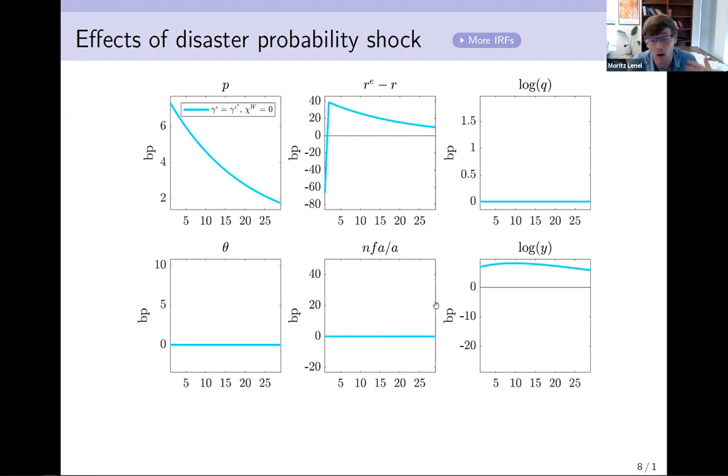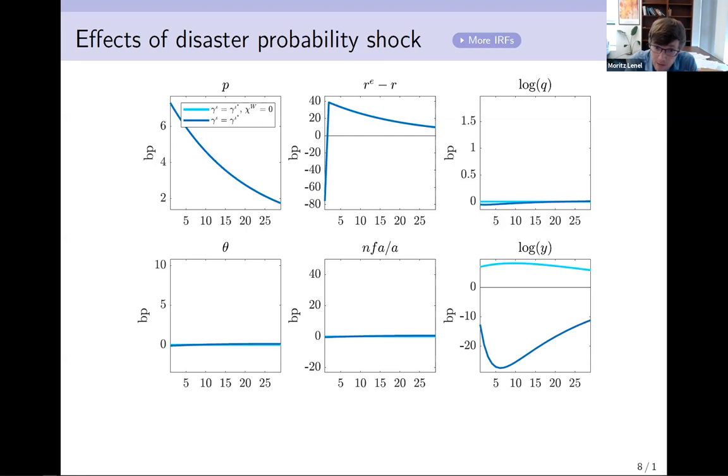And on impact, in the setting without nominal stickiness, output is actually going up. It is well known that in models with intertemporal elasticity of substitution lower than one, it's the precautionary savings motive that dominates the reaction to such an uncertainty shock. So higher uncertainty, higher disaster risk probability actually stimulates output, as there's a higher precautionary savings motive.